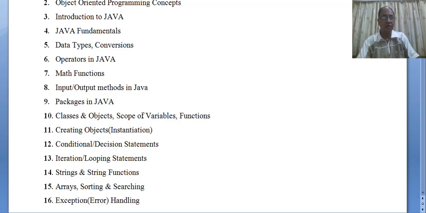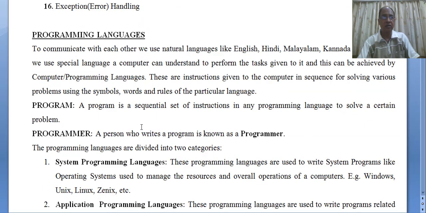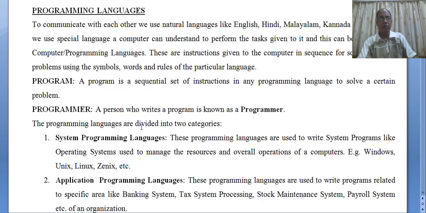So these are the 16 modules which we will cover, and this will complete the whole syllabus of Java programming for ISC and ICSE classes. So first of all, we start with programming languages. We will understand what are programming languages.